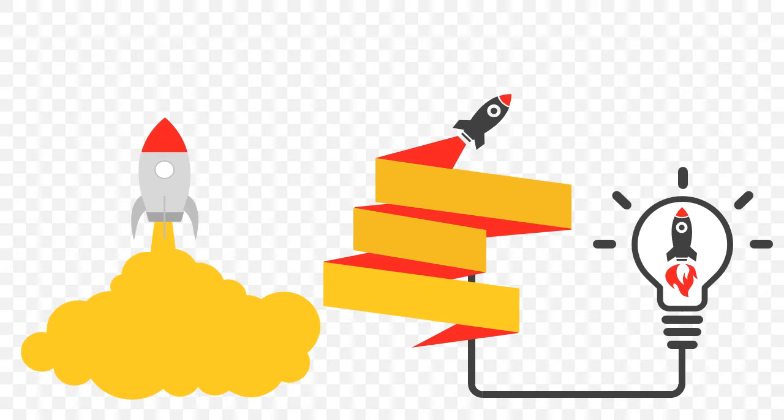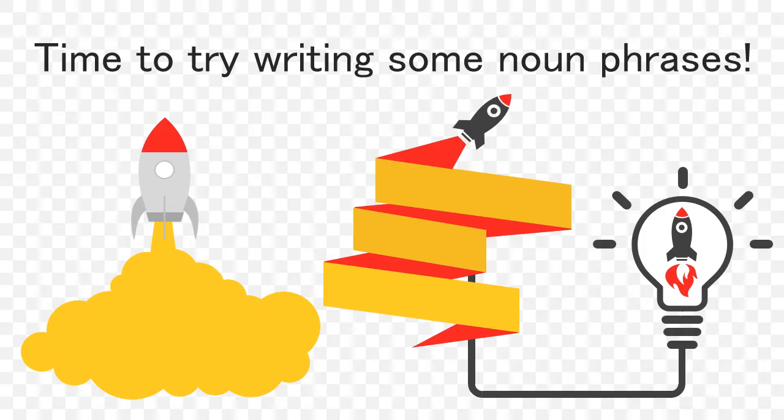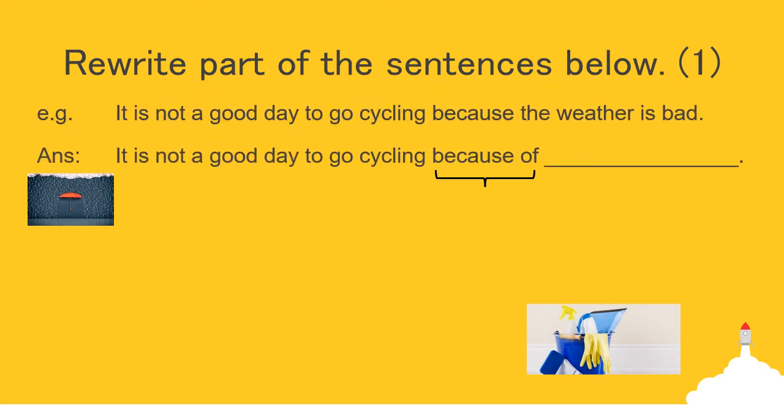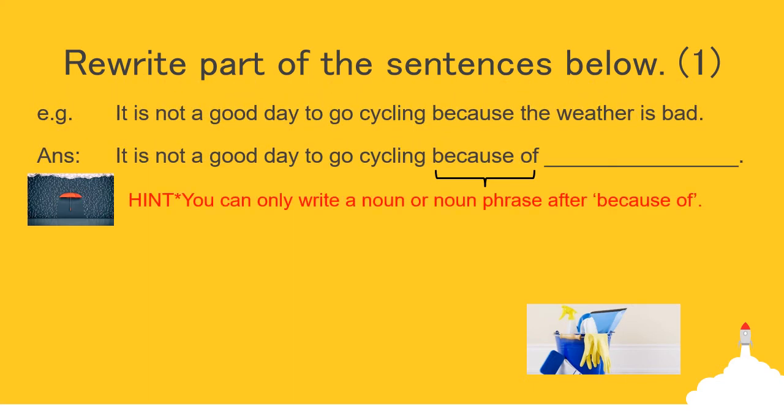Now it's time to write noun phrases yourself. Let's take a look at the example sentence. It is not a good day to go cycling because the weather is bad. And how do you rewrite it? The hint is you can only write a noun or a noun phrase after "because of", and here you should write the bad weather.